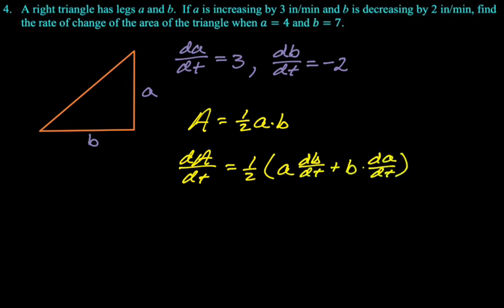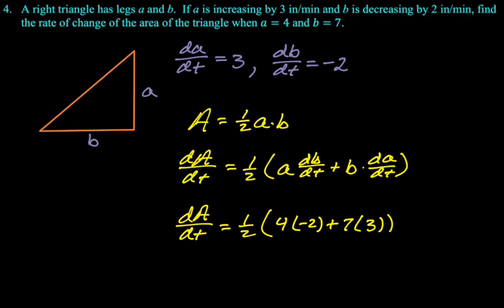And now it's just a matter of plugging in, so we know a bunch of things. Well, we know everything actually. dA/dt is going to be 1/2. A is equal to 4, dB/dt is negative 2, b is equal to 7, dA/dt is equal to 3. So that's 21 minus 8 is 13, and then we're dividing by 2. 13 over 2 is our answer.